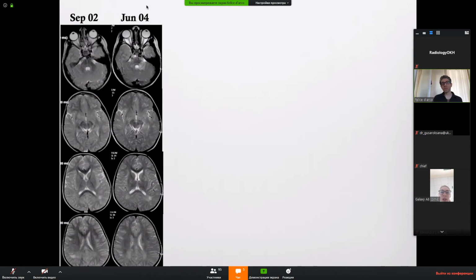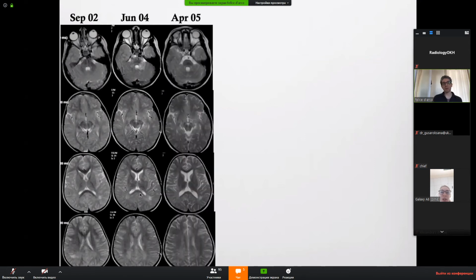And then 2004, 2 years down the line, lesions in the middle cerebellar peduncle, okay, and lesions in the basal ganglia and in the white matter. Okay, this has to be something recurrent. So we keep following up. The lesions are now better in the middle cerebellar peduncle, a bit better in the white matter, so it's improving.